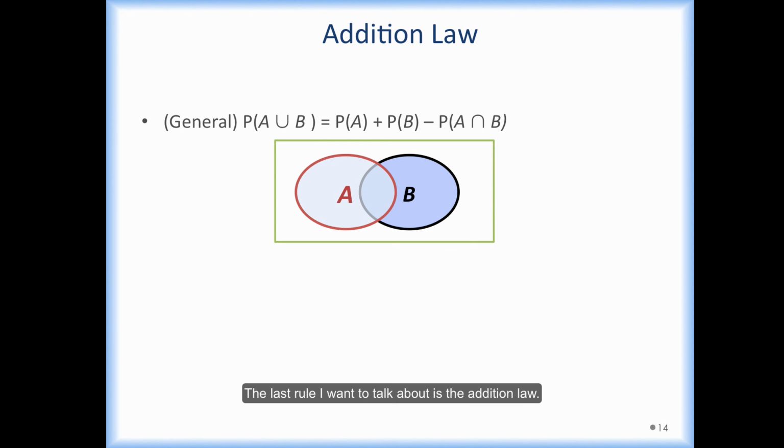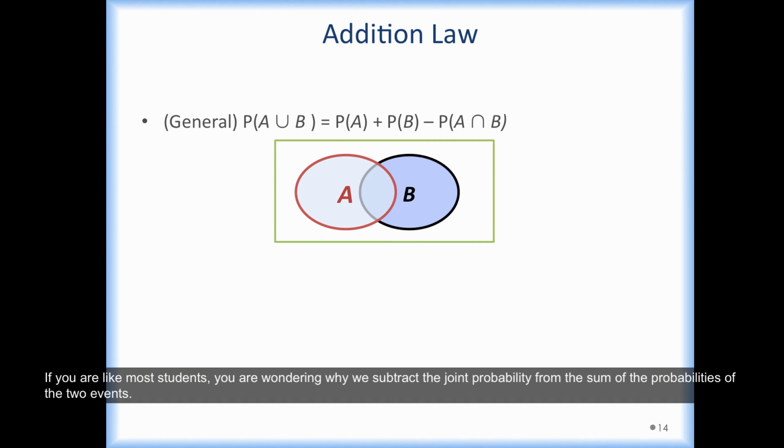The last rule I want to talk about is the addition law. The addition law is useful when we want to find the probability of the union of 2 events. If you are like most students, you are wondering why we subtract the joint probability from the sum of the probabilities of the 2 events. The union of 2 events will often contain many sample points because the union occurs if either one or both of the events occur.